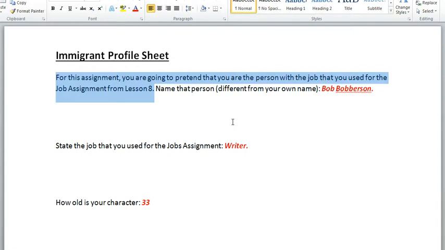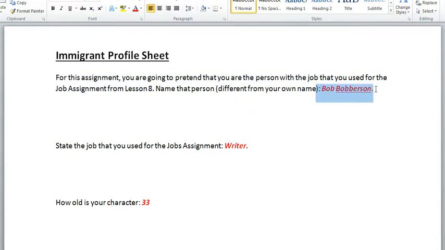And the idea is we're pretending that you are a person who is moving from your fictional country, Mauritania, Hulani, whatever, to Canada, based on the job that you got in that lesson. So you're going to invent a person. My person's fictional name is Bob Boberson. And the key here is you're trying to create a person who is fictional but believable. So you're not filling it out personally for you. You're creating a person who's fictional but believable.